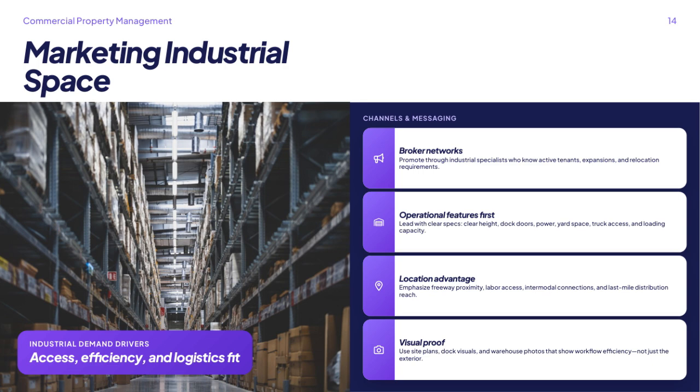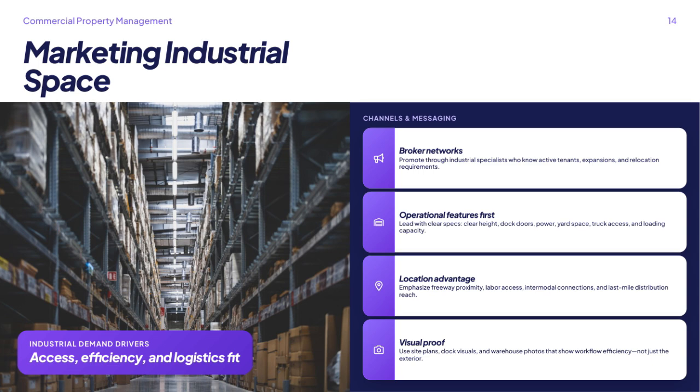Clear specifications like ceiling height, number of dock doors, available power, yard space, truck access, and loading capacity. These details immediately communicate the functional suitability of the space. Location is another major selling point. Emphasize proximity to freeways, access to the labor pool, intermodal connections, and the facility's ability to support last-mile distribution. These factors significantly enhance the property's attractiveness.